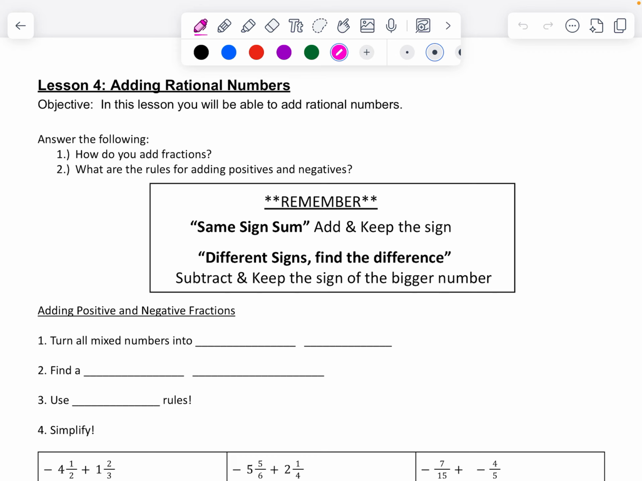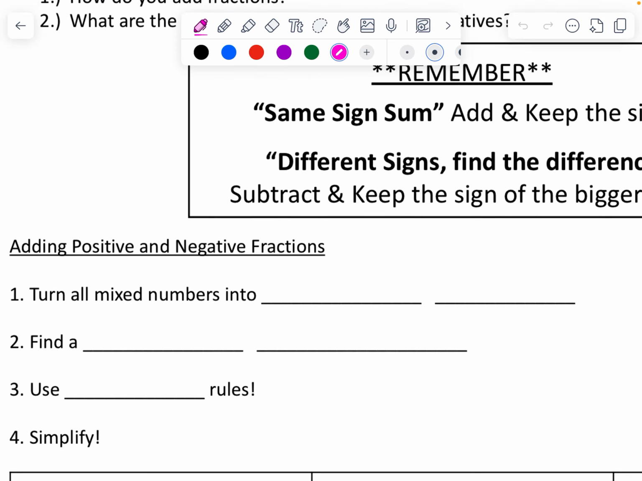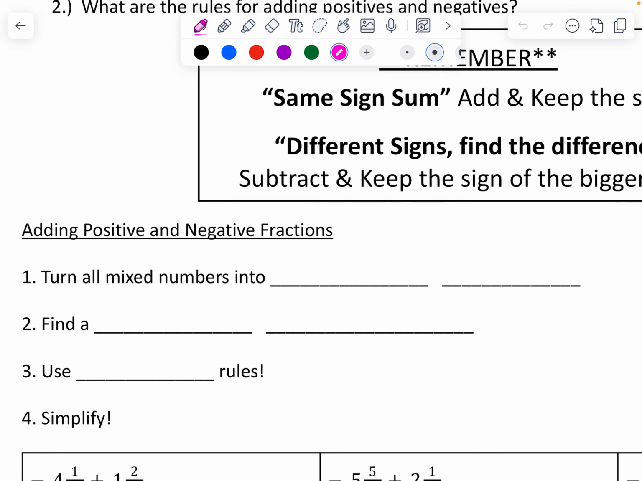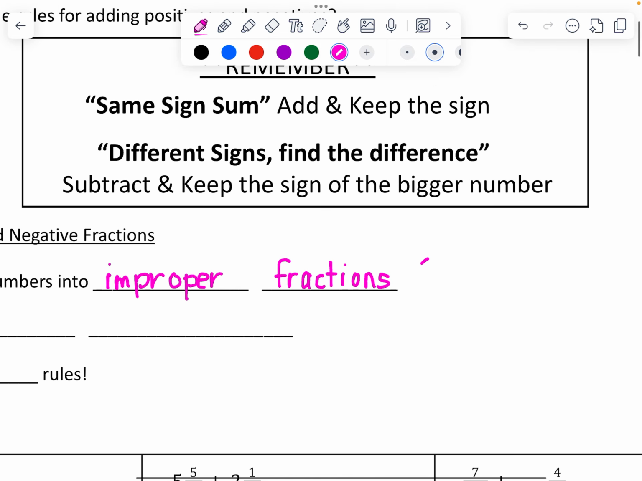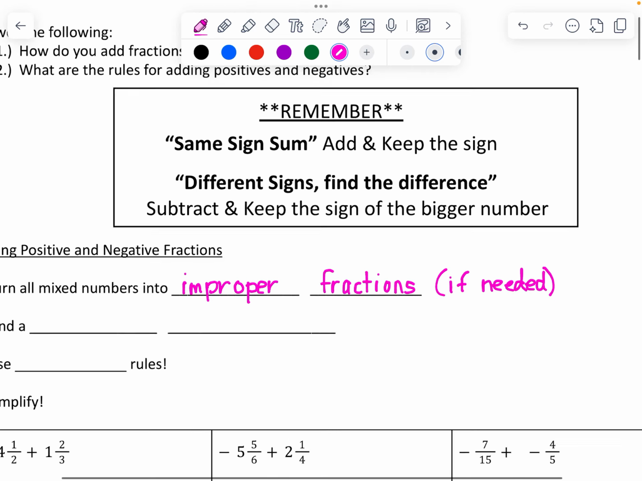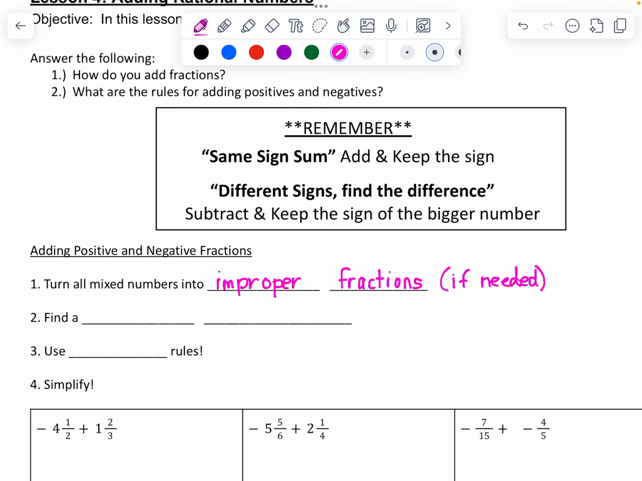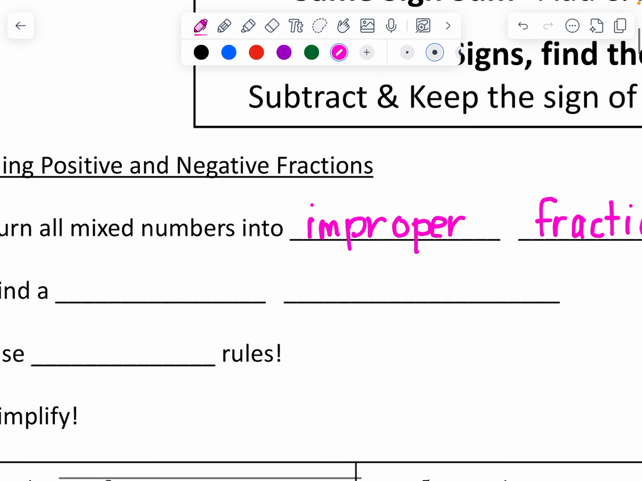So let's put some reminders in about fractions. I like to say that you turn all mixed numbers into improper fractions if needed. Sometimes when I'm doing these, I can tell that leaving it as a mixed number is actually easier. And sometimes making it an improper fraction is also easier. Remember, with fractions, we have a really important skill we have to remember. We have to find common denominators.